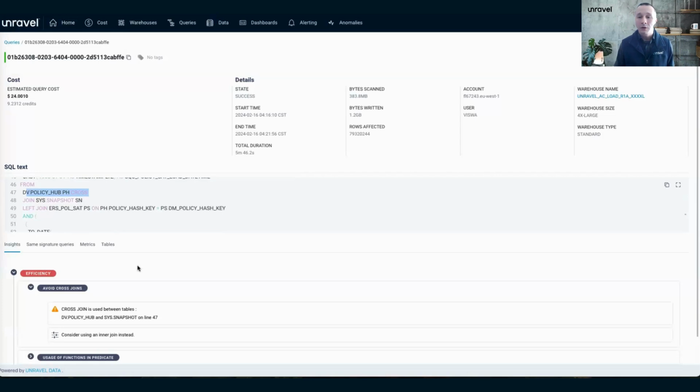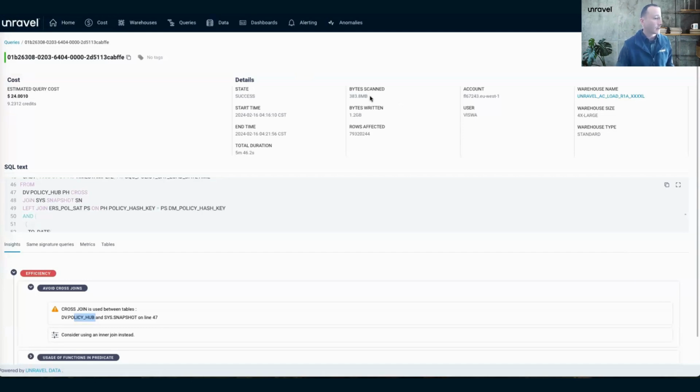But Unravel detected the inefficiency, right? Because here in this line, the cross join was used between two tables, Policy Hub and Snapshot. Now, for those that don't know, a cross join, also known as a Cartesian product, is where all rows listed in one table, table A for example, are paired with each row in table B. So the product of that join is an explosion of data.